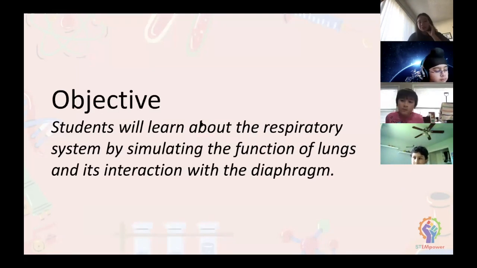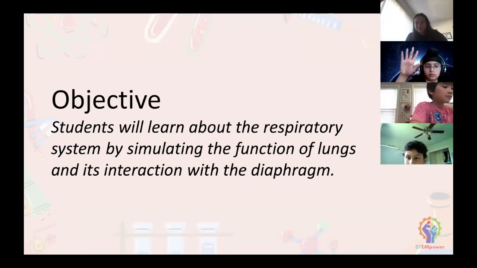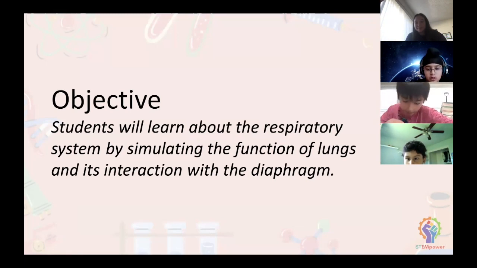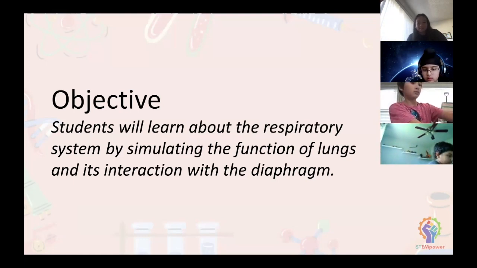So who would like to read the objective? Meskin, go for it. Students will learn about the respiratory system by simulating the function of lungs and its interactions with the diaphragm.